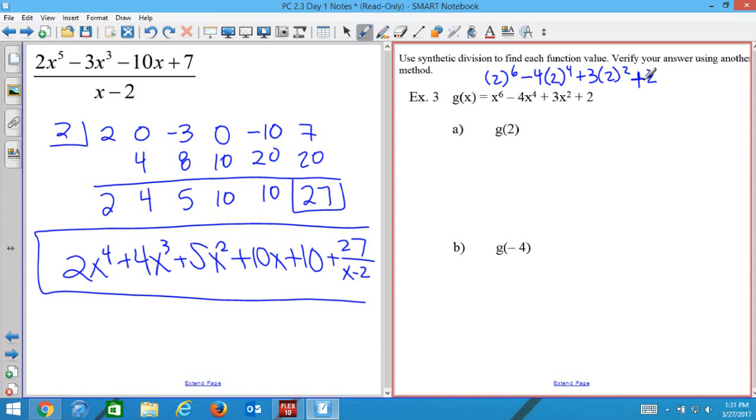To do it by synthetic division, you make the number you're plugging in the number that goes in the box. 2. And we write our coefficients. So 1, and then the 5th is missing, 0. The 4th is -4. The 3rd is missing, 0. Squared is 3. To the first power, 0, and then 2.